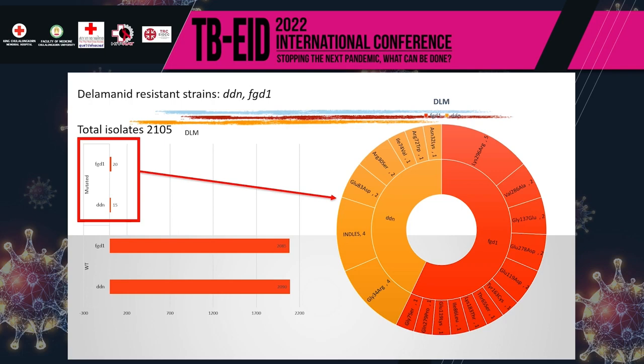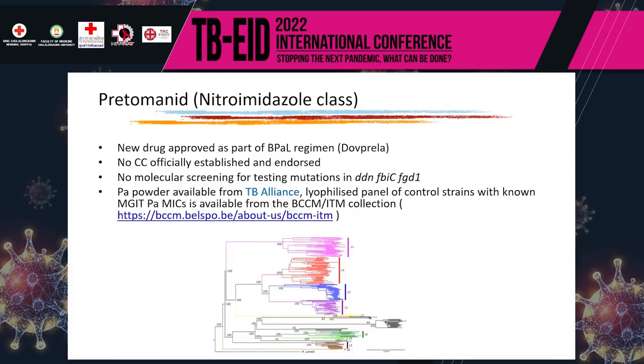So when we look back at our strains in the freezer, way before the pretomanid was introduced for treatment, we saw that we were able to identify strains that had never seen the pretomanid, but they were already resistant to this drug. Now we have the case of pretomanid. Pretomanid is a new drug of the nitroimidazole class, analog of delamanid. It is approved as part of the BPAL regimen and is commercialized with the name of Dovprela. There is no critical concentration officially established and endorsed, although the first paper showing a proposed critical concentration has been approved for publication very recently.